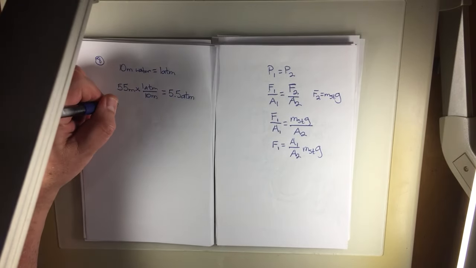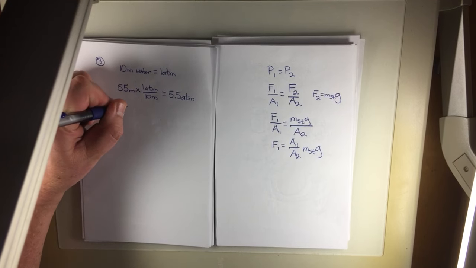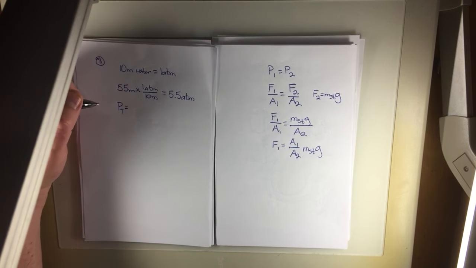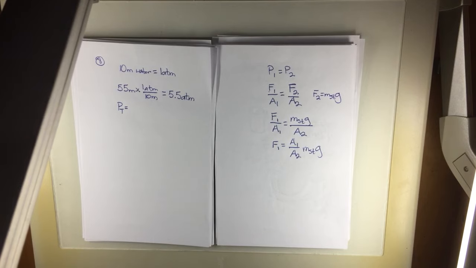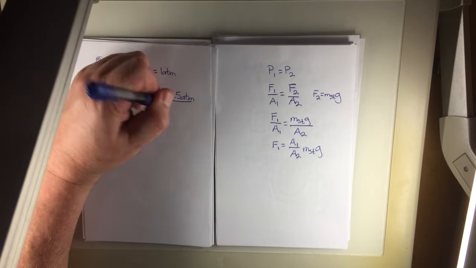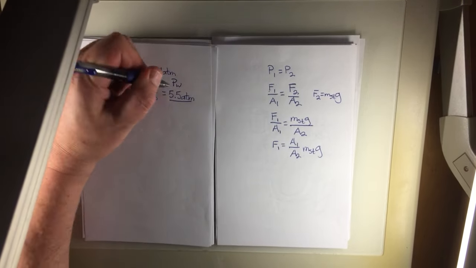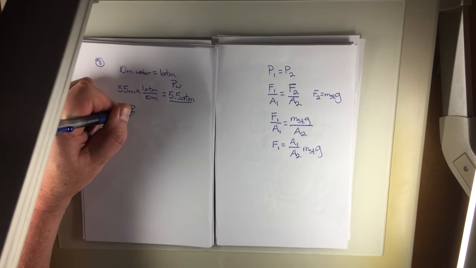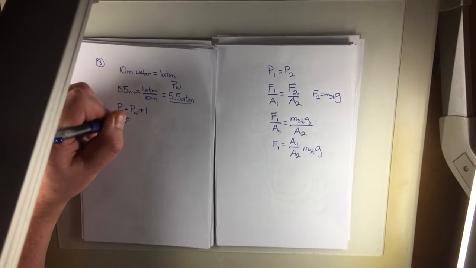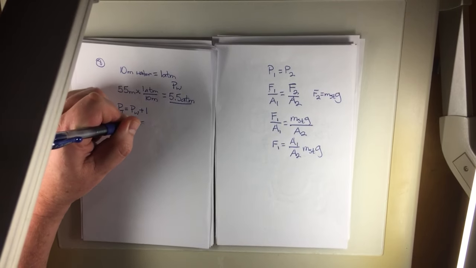Now, for total pressure, I was a little unclear about what pressure do I want. I would just write them both. 5.5 atmospheres is the pressure due to water. The total pressure is the pressure of water plus 1, or 6.5 atmospheres.